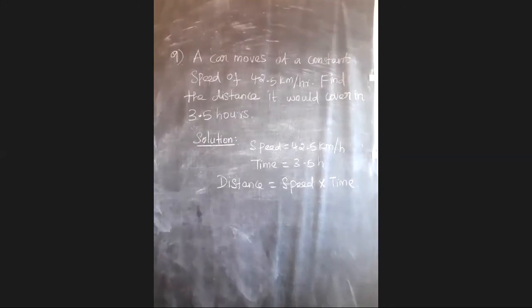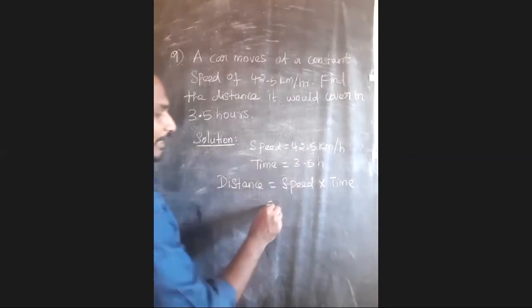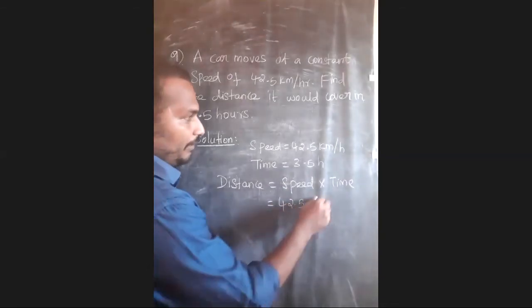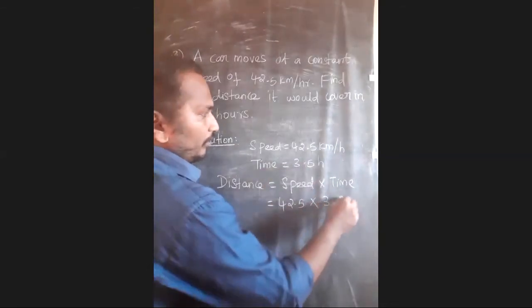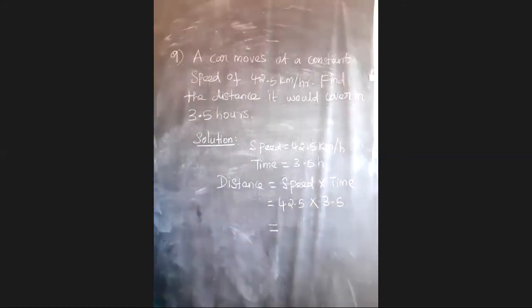So distance is equal to speed into time. What is our speed? 42.5. What is our time? 3.5. So 425 into 35, let's multiply this. 5 fives are 25, 2 fives are 10, 12, 2, 1, 20, 21. Then 3 fives are 15, 1, 3 twos are 6, 7, 12.